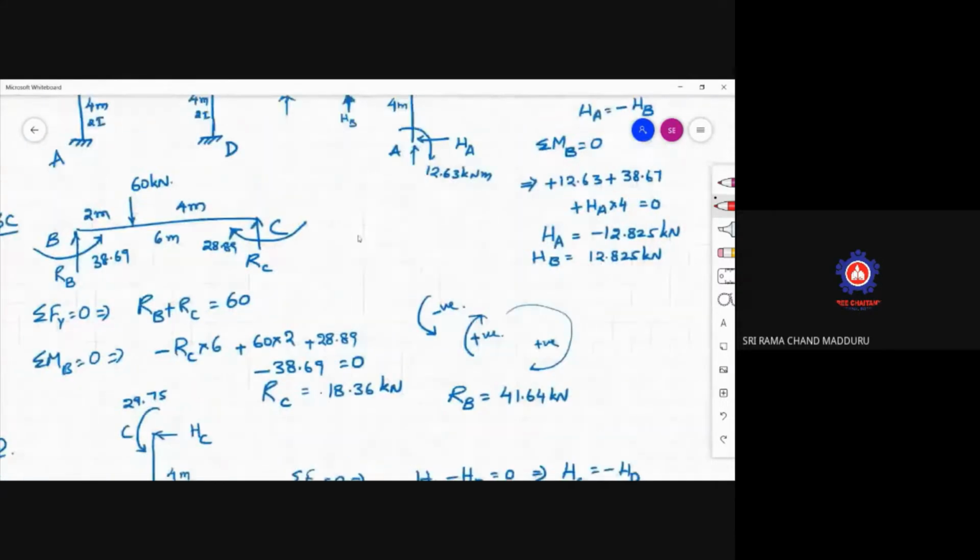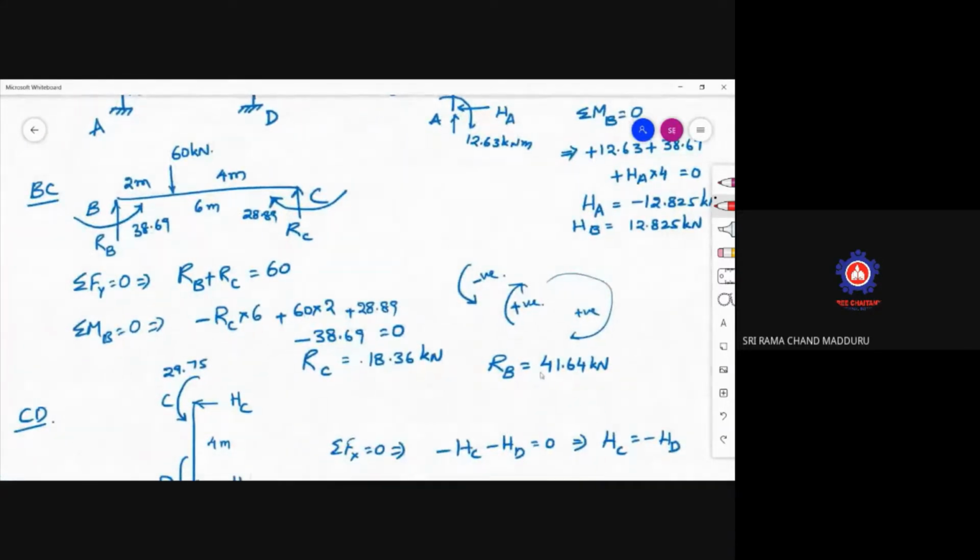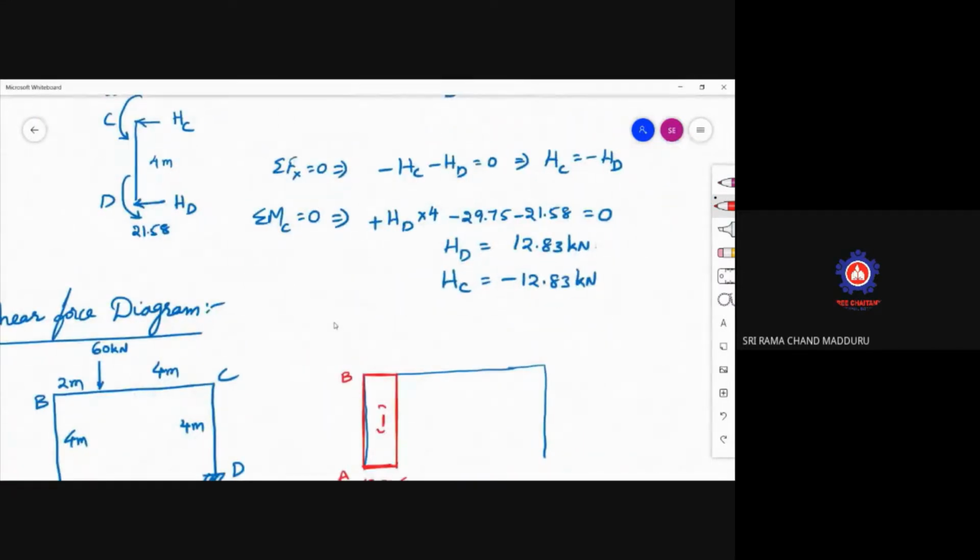It's already a beam, and we already got RC as well as RB. RC is 18.36, RB is 41.64. So on the left side, RB is positive, which means it is going in the upward direction. Left side upward is positive, which is 41.64. So this is 41.64.